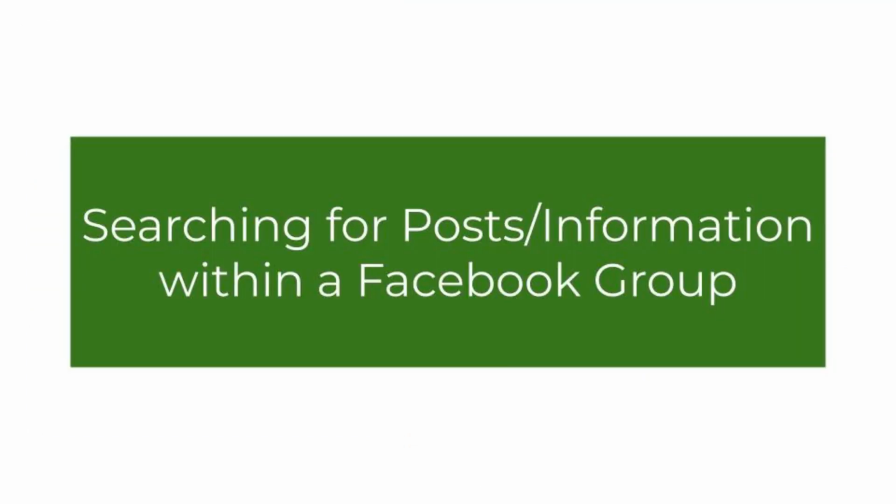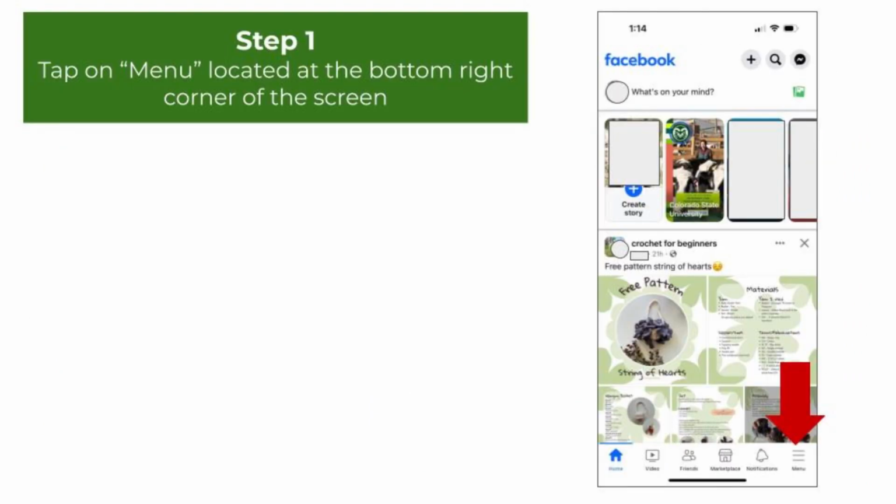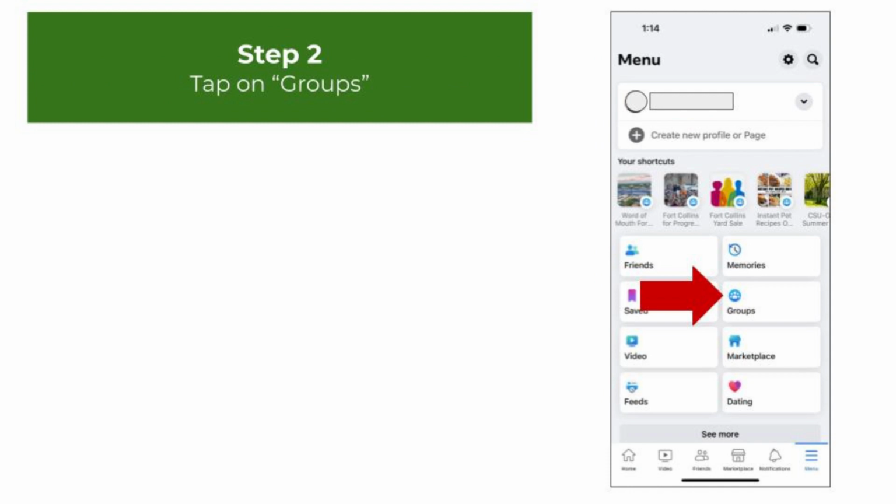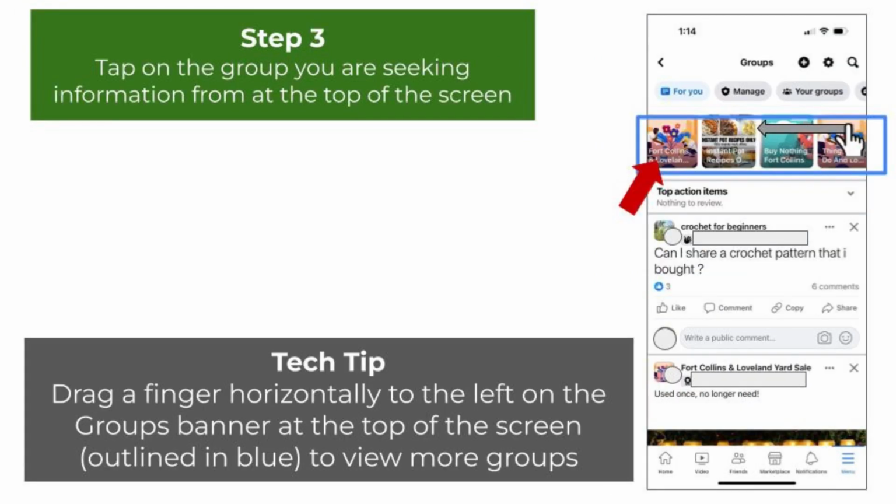A cool feature about Facebook groups is that you can also search for a specific post or information within a group. These steps might look familiar. First, tap on the menu icon located at the bottom right corner. Then, tap on Groups. Next, tap on a group at the top of the screen.